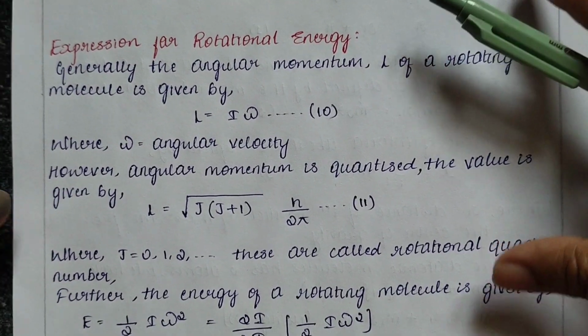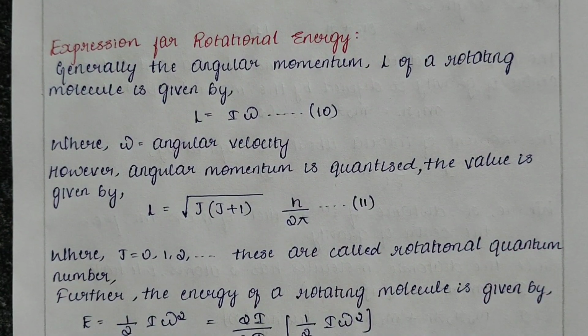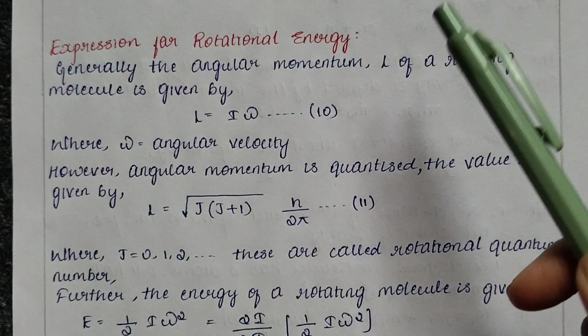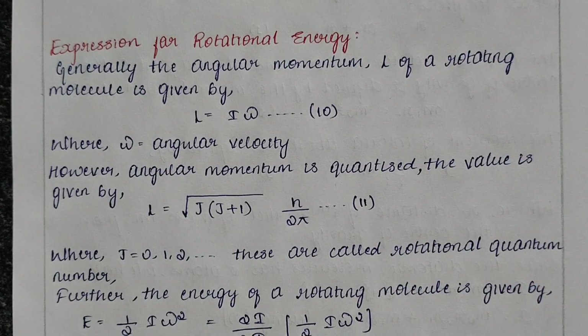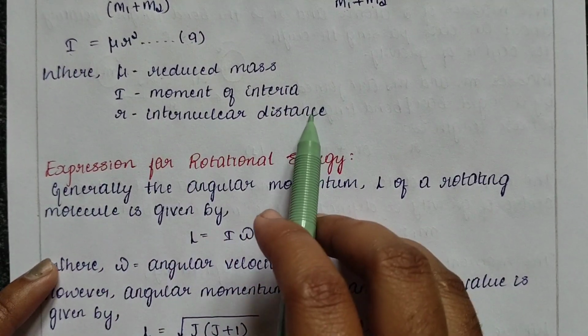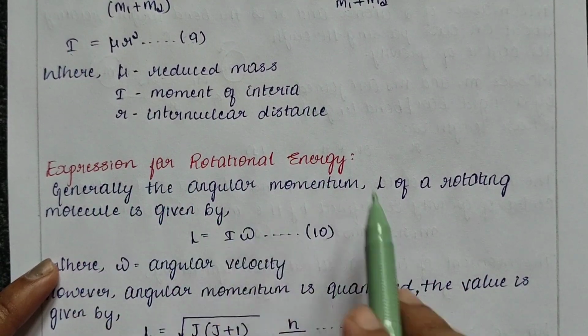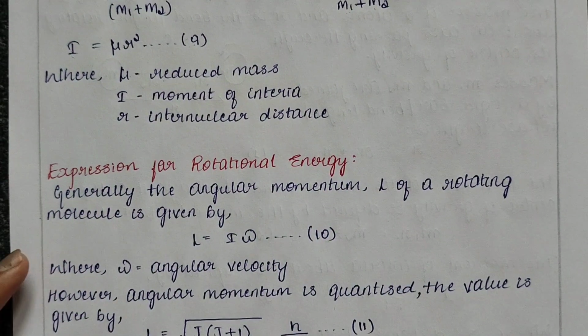If they ask you to express the rotational energy of a diatomic molecule, then you need to start the equation from considering the masses and continue till here. And if they ask you only to express the rotational energy of a diatomic molecule in terms of moment of inertia, then you need to stop till here. But if they ask you to express the rotational energy, then you need to continue till the end expression.